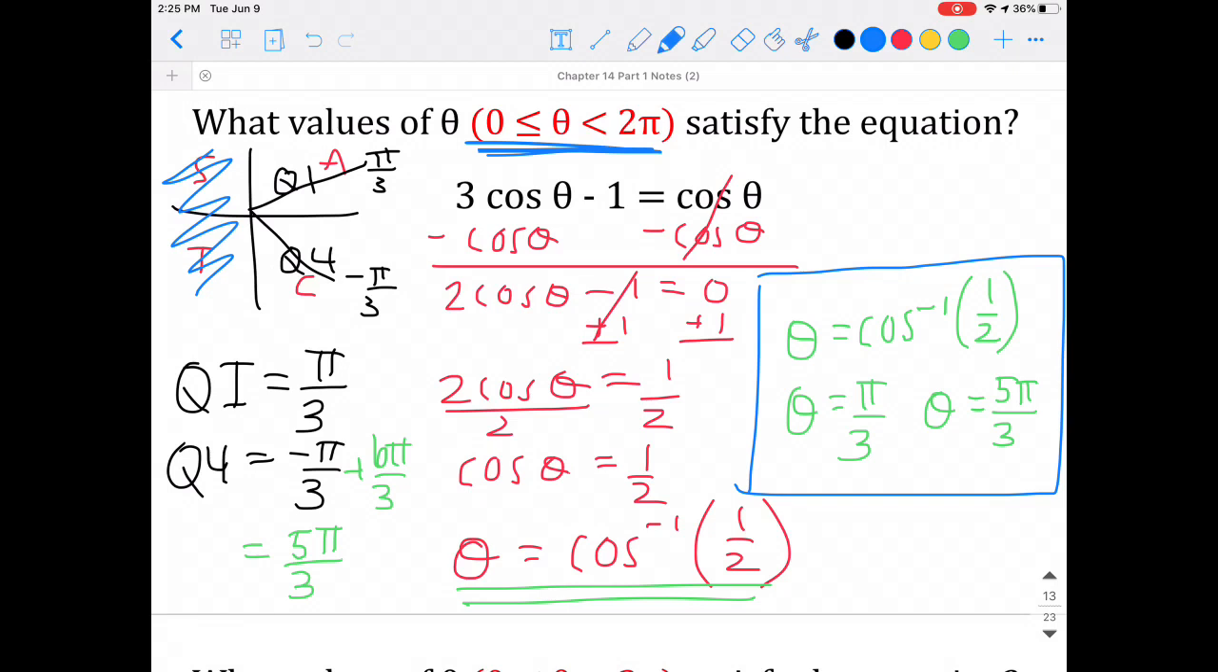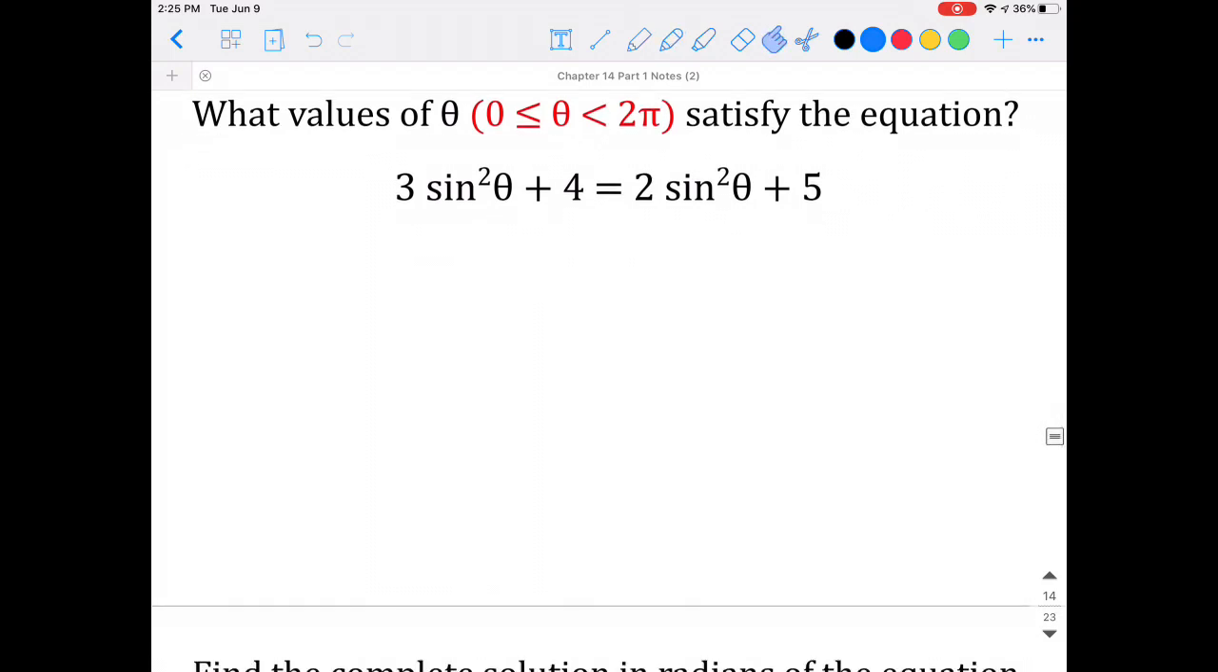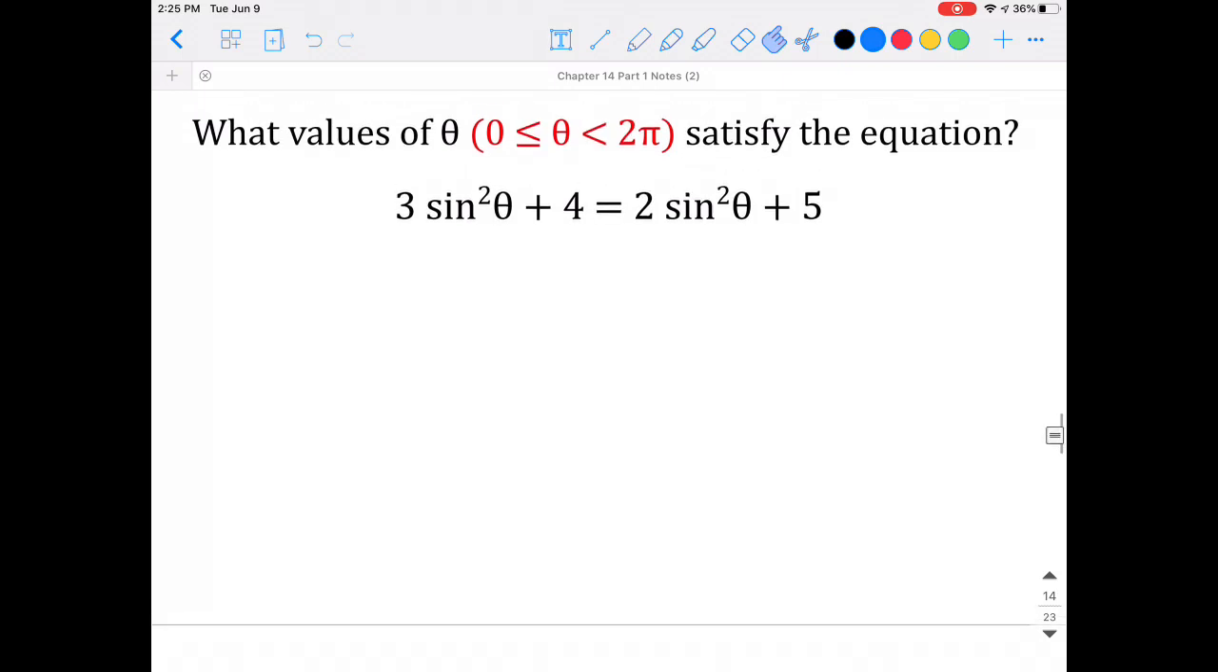Looking at our second example, we have: what are the values of theta between 0 and 2 pi that satisfy the equation 3 sine squared theta plus 4 equals 2 sine squared theta plus 5. So notice now our trig functions are squared, so we're just going to think about this as a quadratic equation. We're going to do the same exact thing in order to solve for theta.